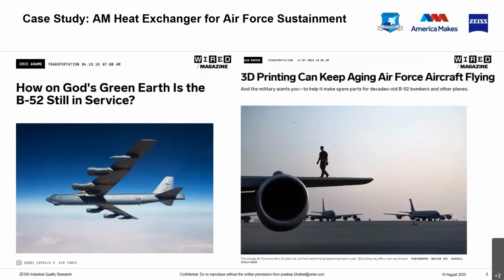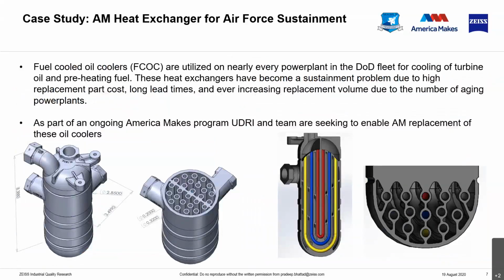A few years later, another article in the same Wired magazine showed that we can have the replacement parts or tools printed with 3D manufacturing in the absence of manufacturing bases here. And that can keep this aging fleet operational till 2050. And the part I'm going to show you is actually one of the demo pieces for this program.